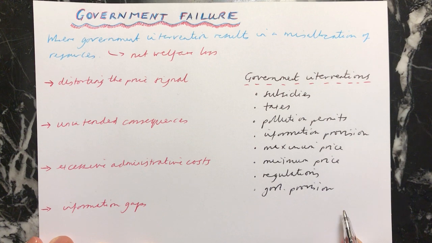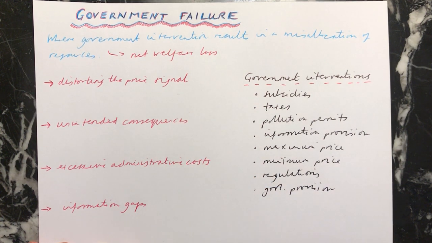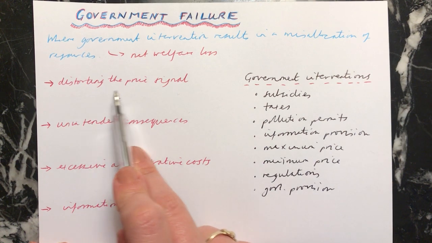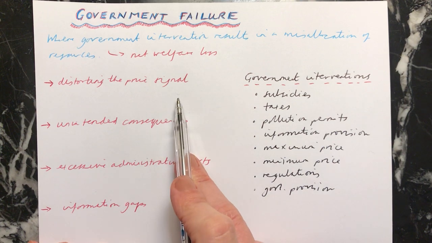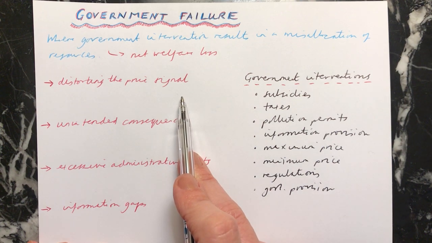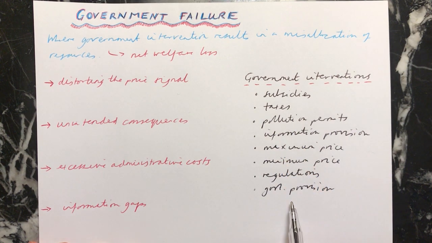Unfortunately, even if the government has good intentions with their intervention, you can still have problems. And there are 4 main reasons that you can have government failure. The first is that the price signal has been distorted. And if you're a free market economist, you think that resources should be allocated using demand and supply. However, with some of these interventions, that is being completely distorted.